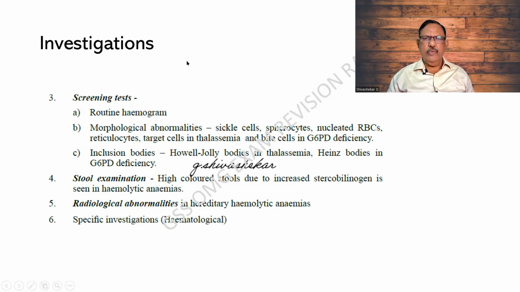The screening test for any of it will be routine hemogram. Any anemia, please remember routine hemogram. Morphological abnormalities such as sickle cells, spherocytes, nucleated RBCs, bite cells, etc. Inclusion bodies such as the Howell-Jolly bodies, Heinz bodies, etc. Stool examination, stercobilinogen, and the others are seen in hemolytic anemias. Radiological abnormalities for the skeletal abnormalities. Specific investigations can be done. For example, sickle cell anemia, you have got the various reduction tests.